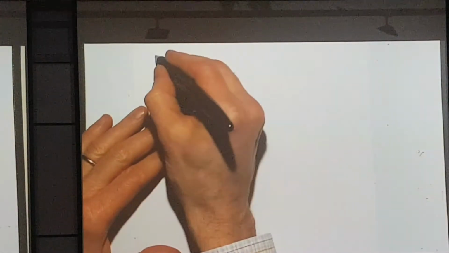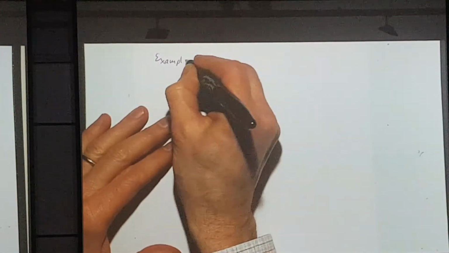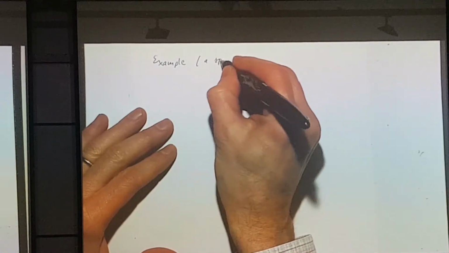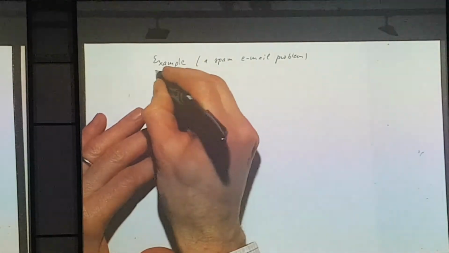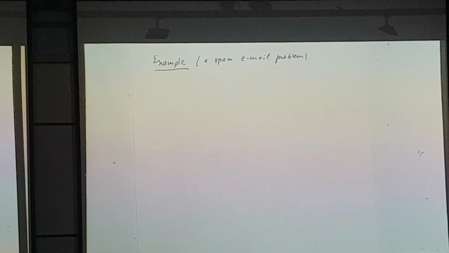So this I call a spam email problem. Imagine the following situation. There's a spam email which is sent around, and initially it is sent to 5 people. The email asks to propagate it further and to send it to 5 friends or acquaintances. Some people really fall for it, and then they send it to 5 friends, but others just delete it. They don't do anything.